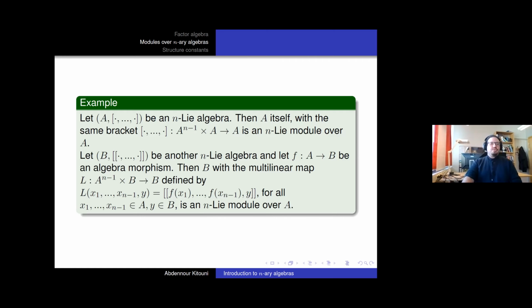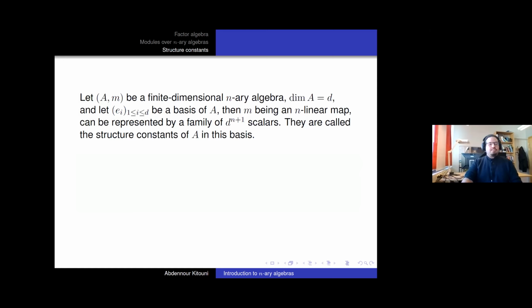I will now move to the third point I wanted to talk about today, which is structure constants. Structure constants is simply put how I can represent, in the most optimal way for computations, the n-ary multiplication or an n-ary algebra in a finite dimensional setting.